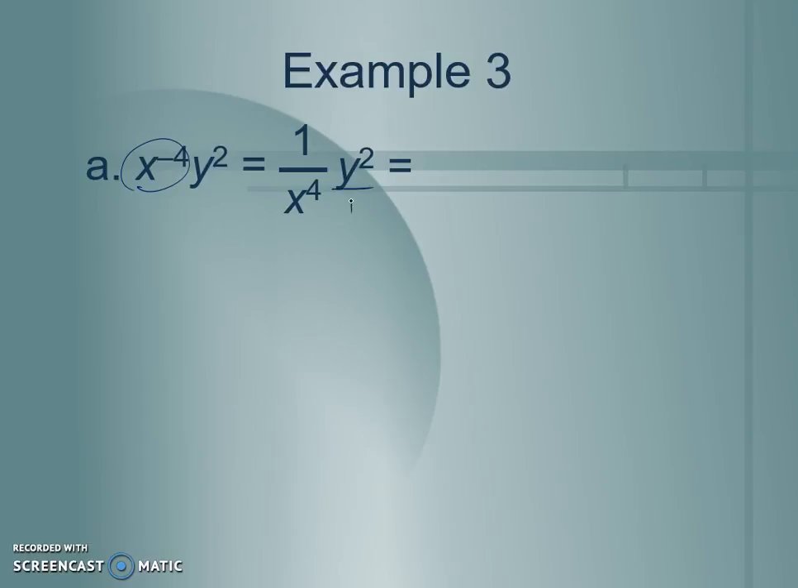So there's an imaginary 1 over there. We just multiply 1 times y squared and x to the fourth times 1. We end up with y squared over x to the fourth.